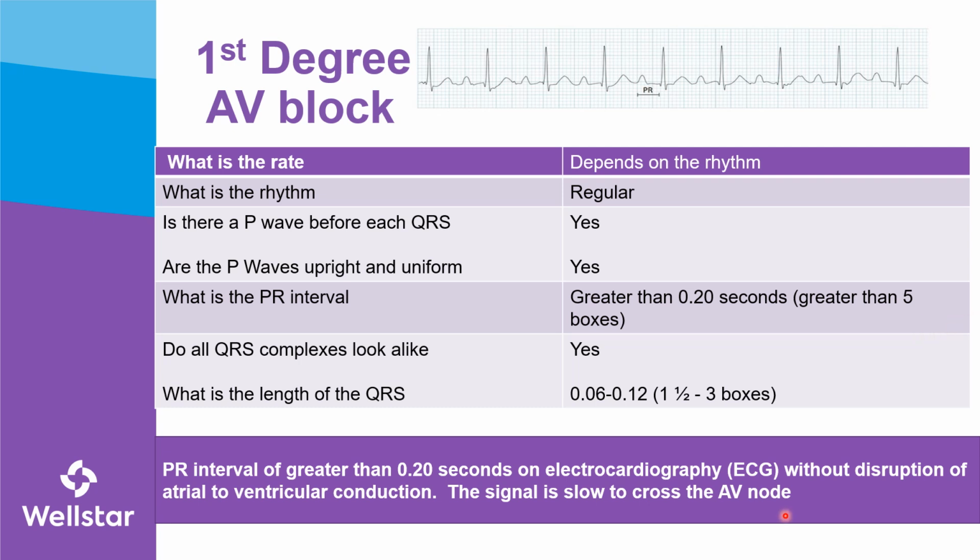So the PR interval of greater than 0.2 seconds on ECG without disruption of atrial to ventricular conduction, the signal is slowed across the AV node. Definitely something we want to escalate to a provider, let them know if we don't know that the patient has a history of this.